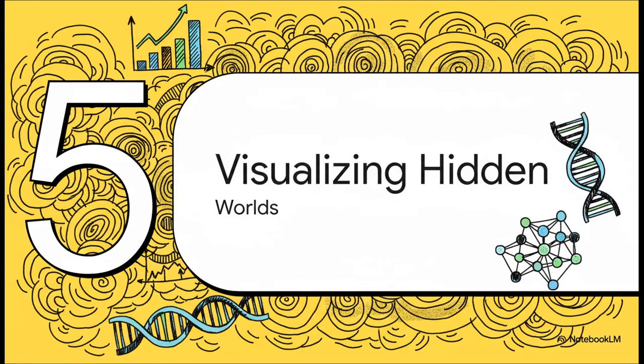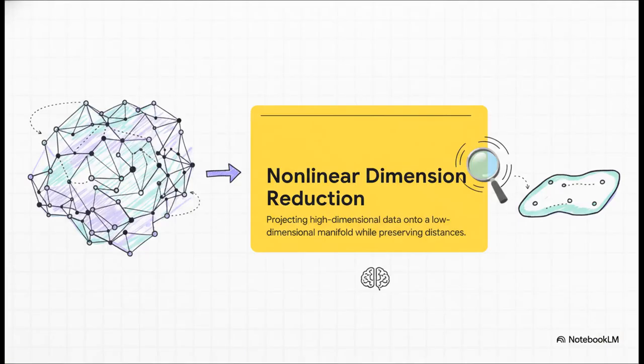But you know what? Maybe the most mind-bending application of all has nothing to do with images. It's about using these same ideas to see the invisible shape of any complex dataset you can imagine. We're talking stock market data, genetic code, you name it. So how do we do that? It's through a process called nonlinear dimension reduction. Okay, another technical term, but the goal is super simple.